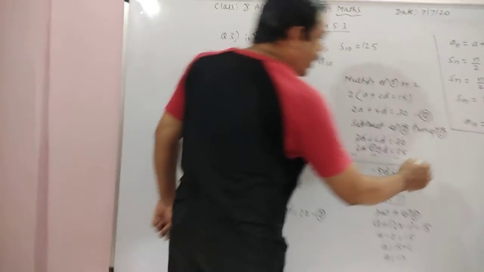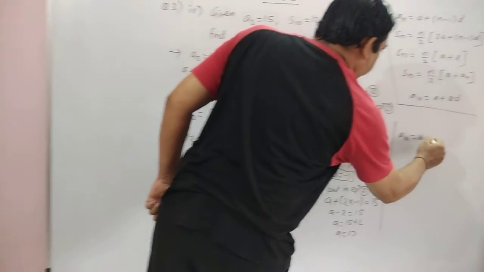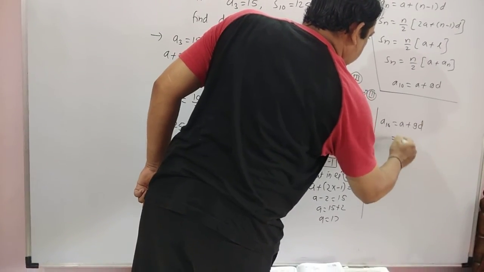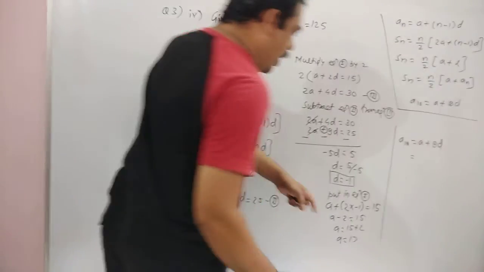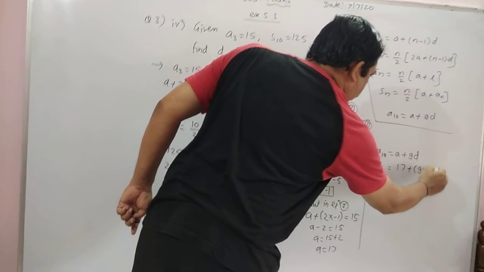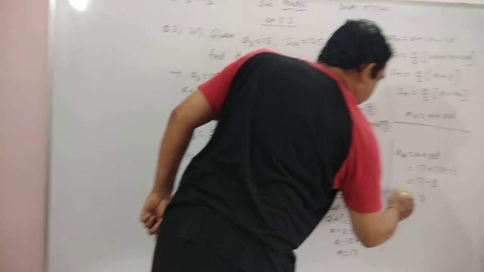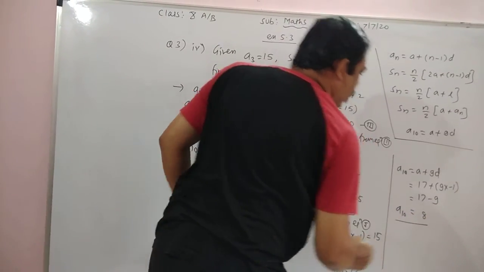Now we find A10. A10 equal to a plus 9d. The value of a is 17 plus 9 into the value of d, minus 1. 17 minus 9 means 8. The value of A10 is equal to 8.